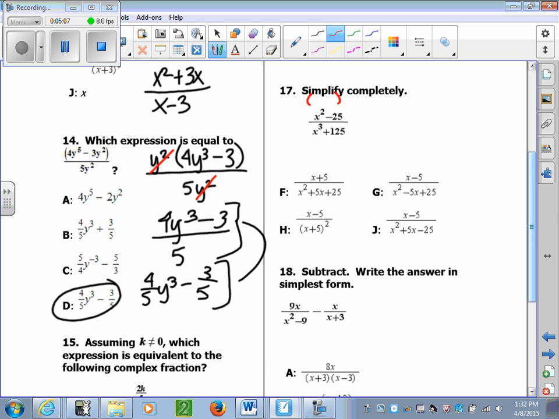Well, I know that's a difference of squares. So that's going to give me an x plus 5 and an x minus 5, because the square root of 25 gave me the two 5s. Difference of squares gives you one plus and one minus sign.